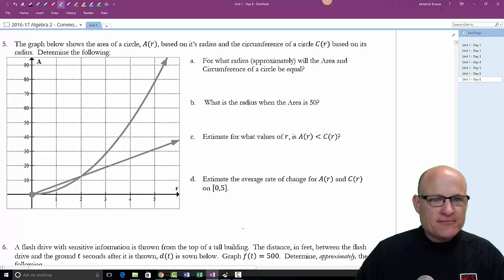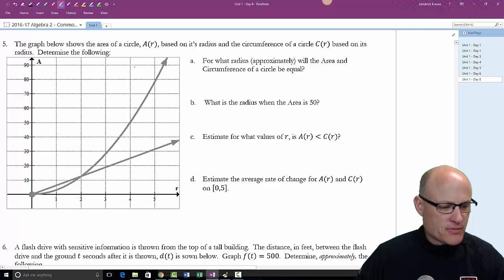So let's see. We got 5. Oh, good. They're graphed for us. The graph below shows the area circle A of r based on the radius and the circumference C of r based on its radius. Determine the following. We probably should label these things, shouldn't we?